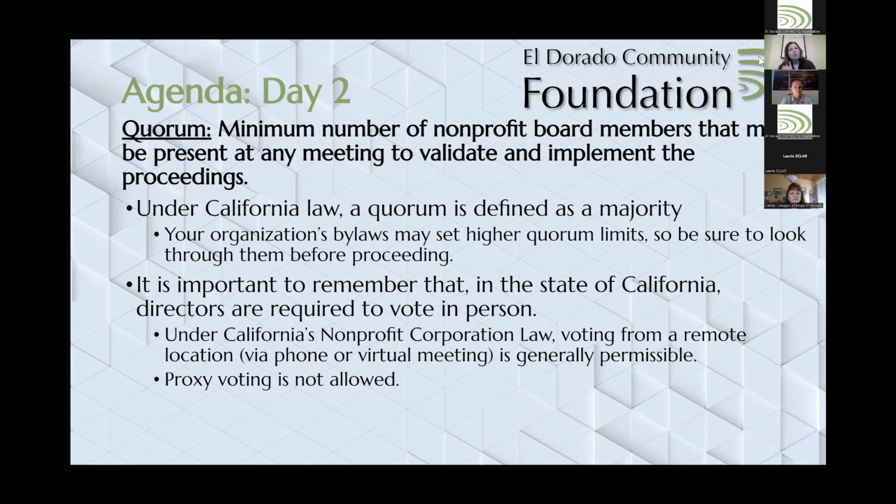This is another one as far as quorum goes. It is important to note that in the state of California, directors are required to vote in person. We'll talk about electronic votes in a moment, but basically you are not allowed to send a vote by proxy, which means you're not in attendance. So if Kathy and I sat on a board together, I could not send Kathy an email saying, Kathy, I'm not going to be there, but on item number 5, could you please vote yay for me? That's not allowed under California nonprofit corporate law. You must be in person, no proxy voting allowed. So that's something important to note regarding a quorum.